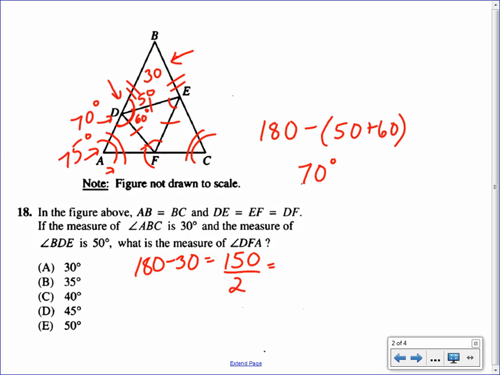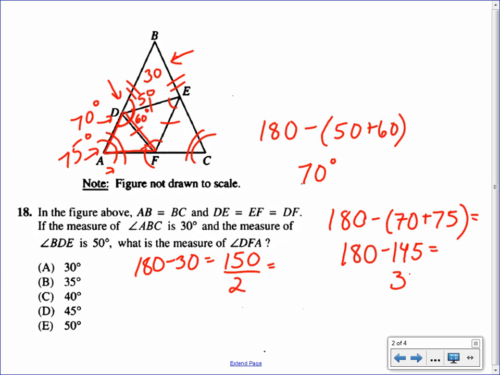And now we can finally figure out DFA, because we have 2 of the 3 angles. So we just subtract 70 plus 75 from 180, and that gives us our answer. So it's 180 minus 145 gives us 35, which is our answer, B.